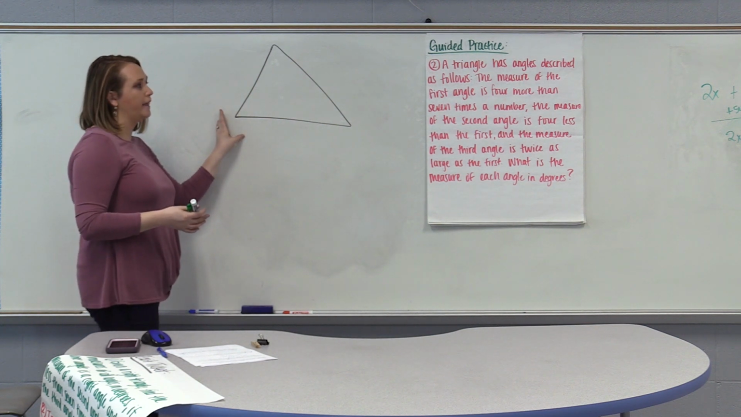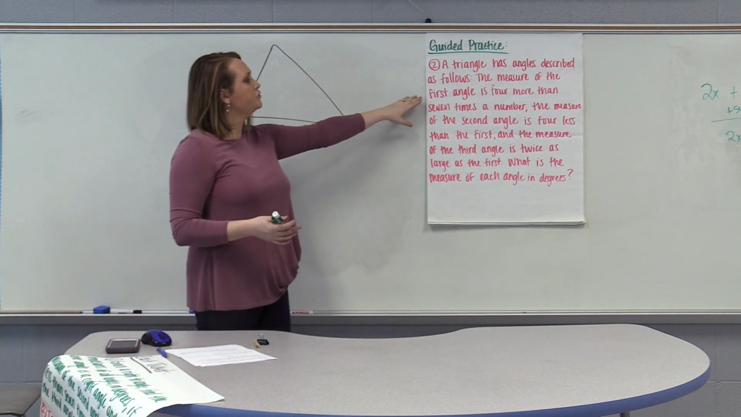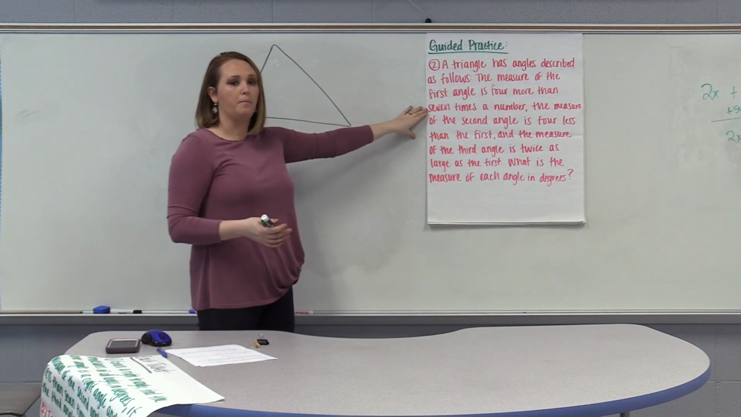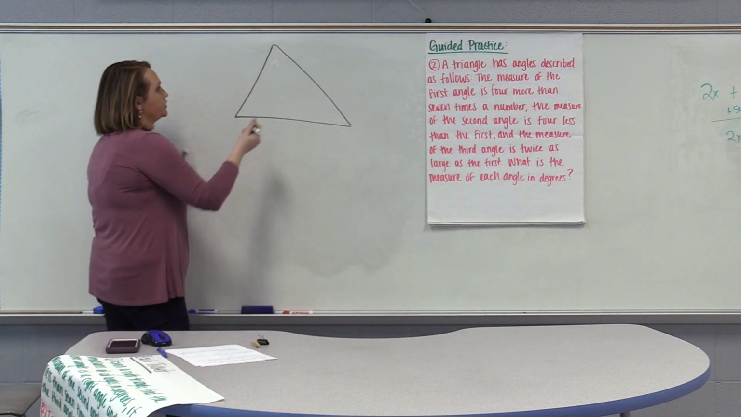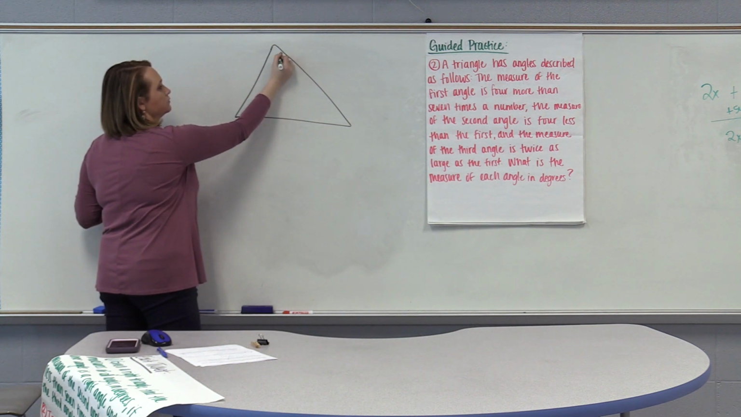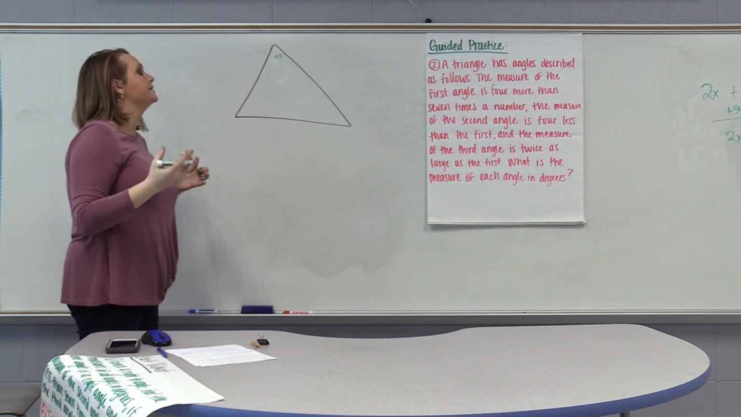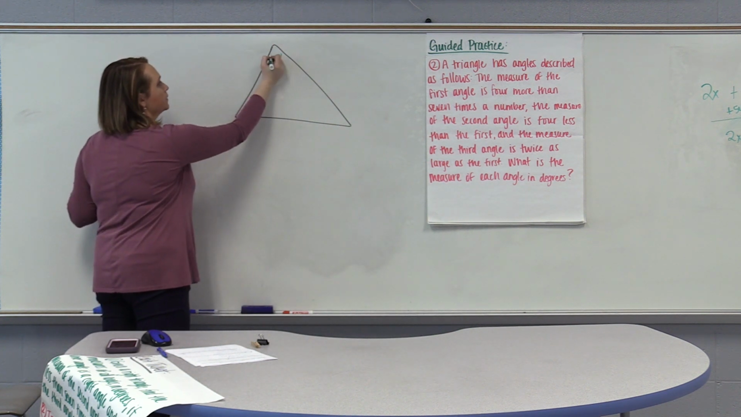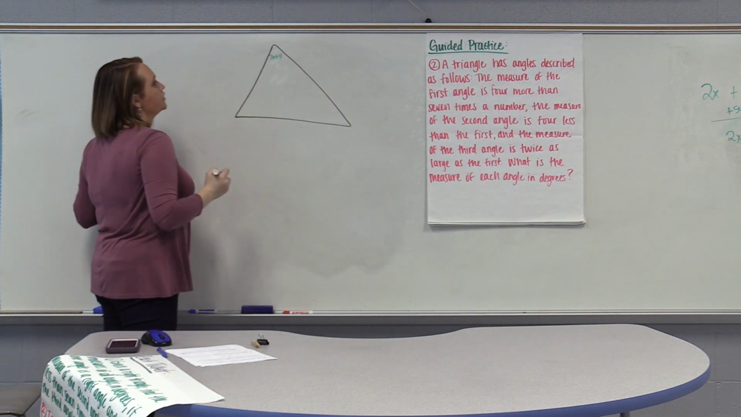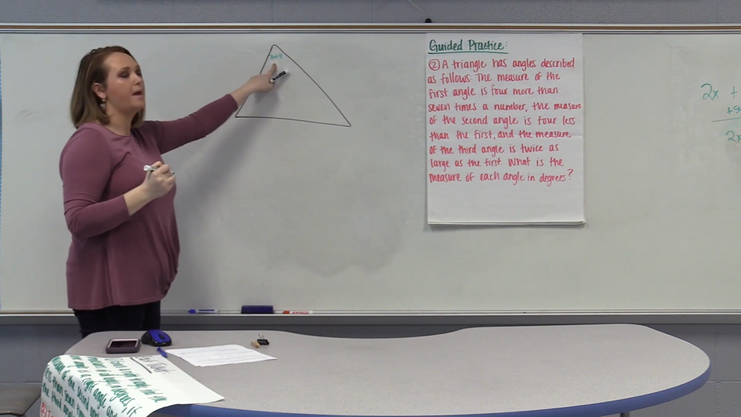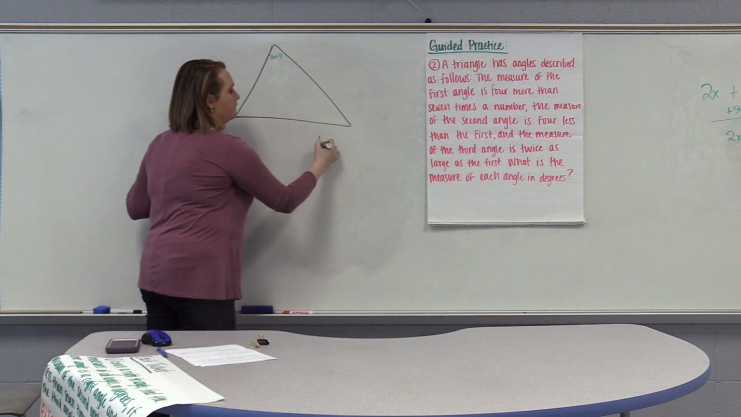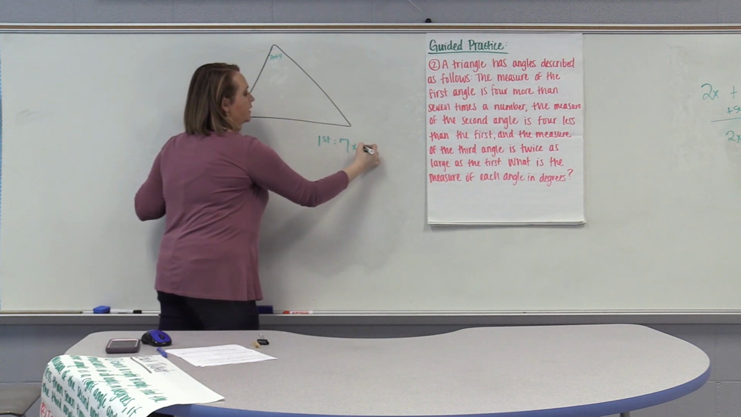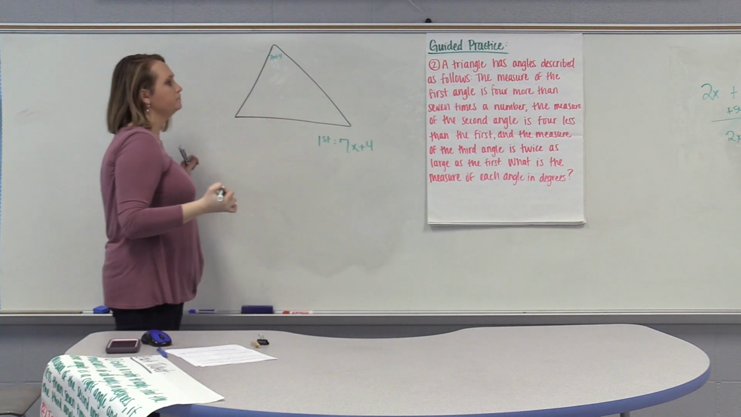So here is my triangle, and it says that the measure of the first angle is 4 more than 7 times a number. So my first angle is going to be 4 more, plus 4, than 7 times a number. I'm going to let x represent a number. I'm going to define my variable. So my first angle measure is 7x plus 4. And my first angle I have here, I'll write it a little bit bigger, 7x plus 4.